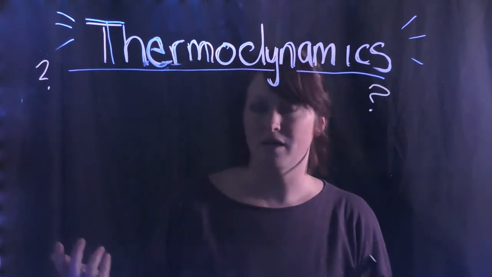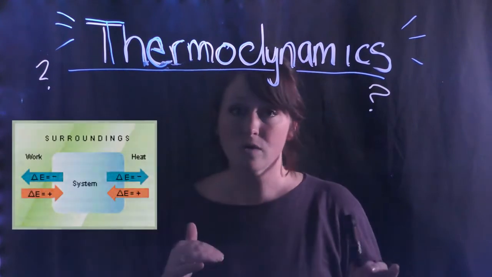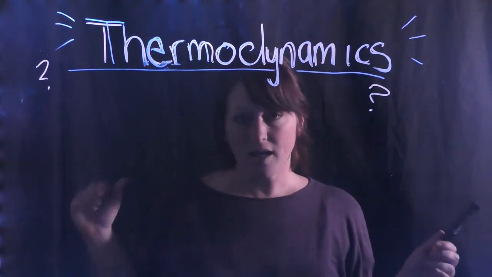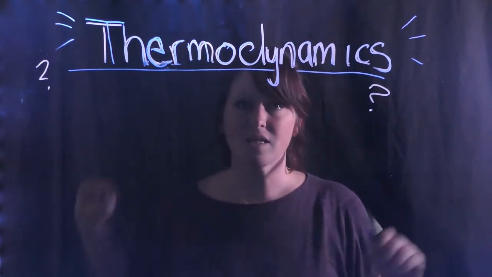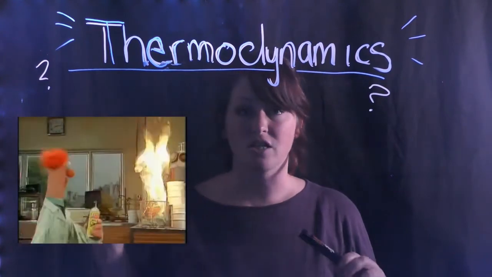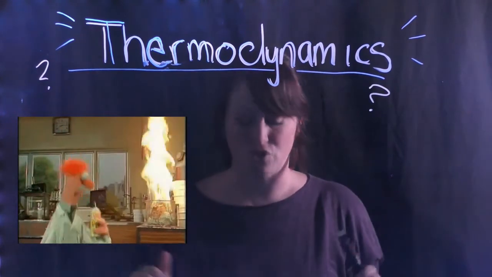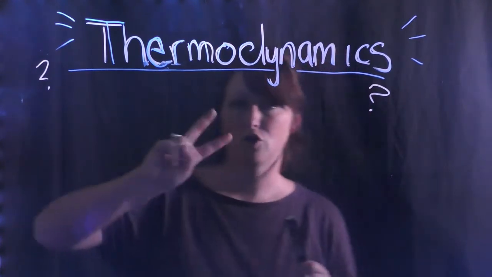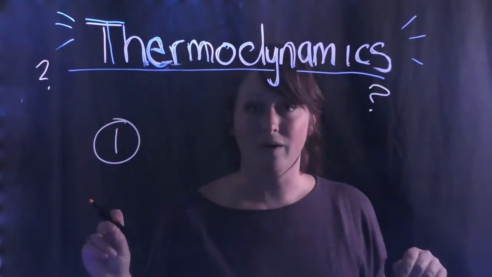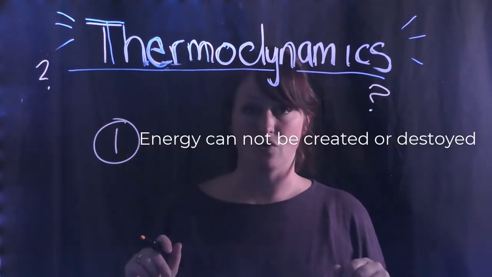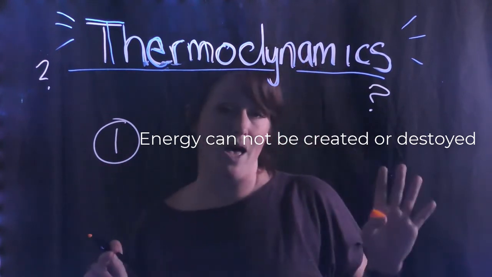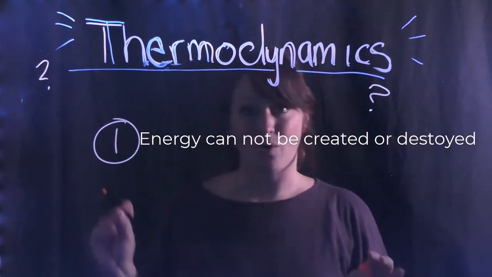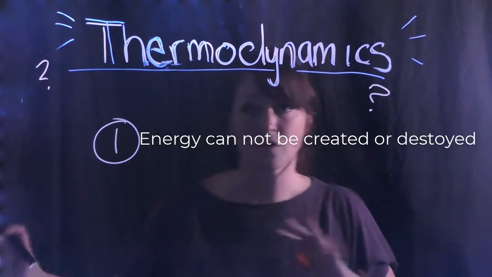So thermodynamics is the study of how energy flows from system to system or from the system to the surroundings. In chemistry, we can use thermodynamics to help us predict whether or not a reaction is spontaneous based on how that energy is flowing. When we talk about thermodynamics, however, we must keep in mind two rules. Rule number one, energy cannot be created nor destroyed. It can only change forms or pass from system to system or system to surroundings or surroundings to system. So again, energy can only change forms or flow.